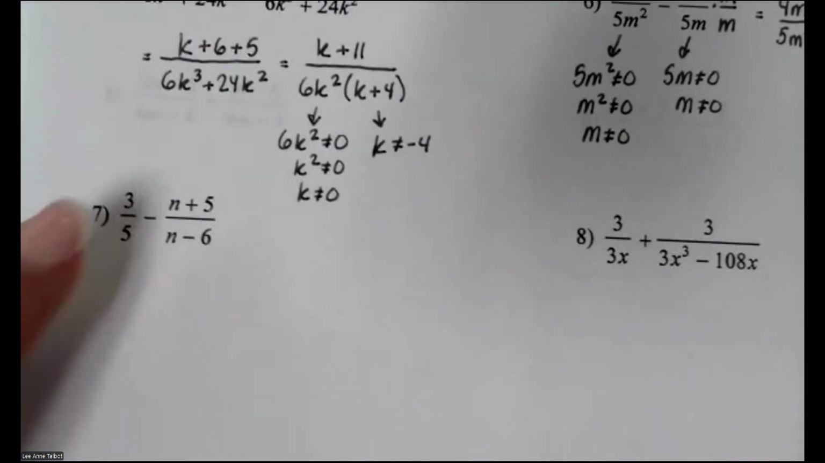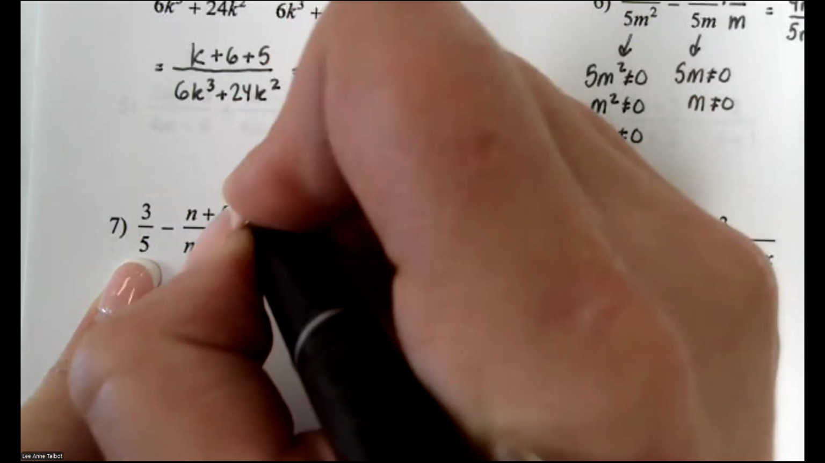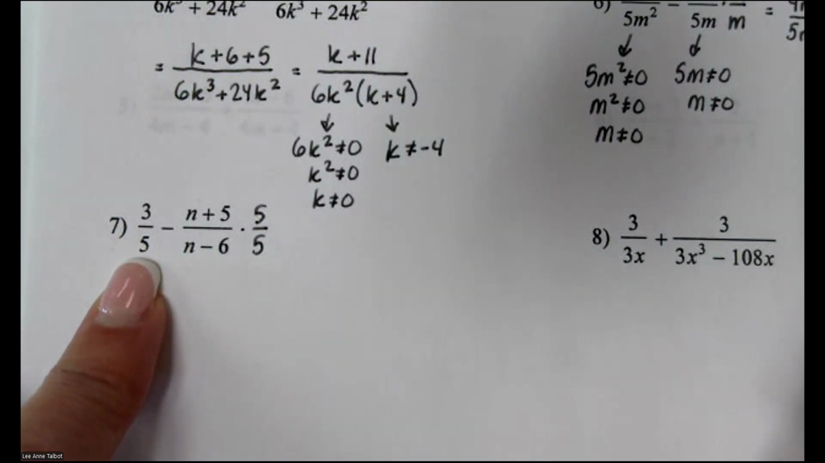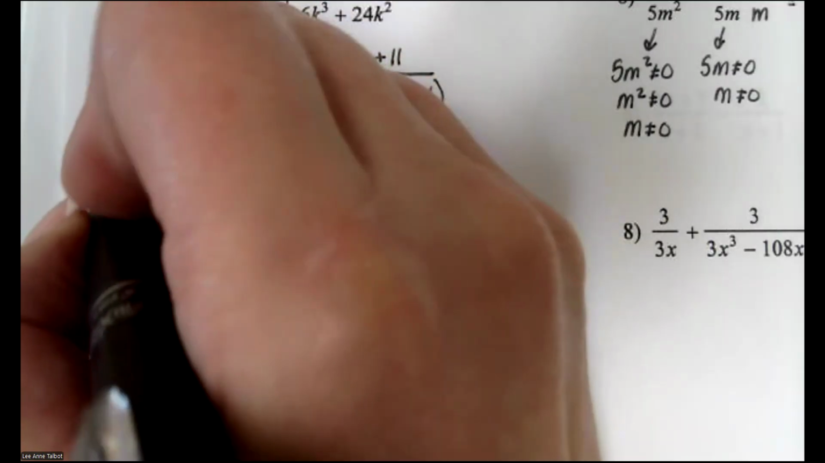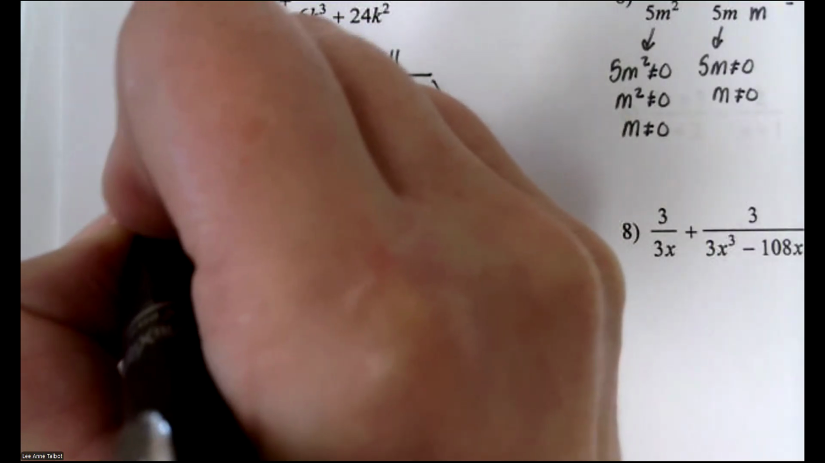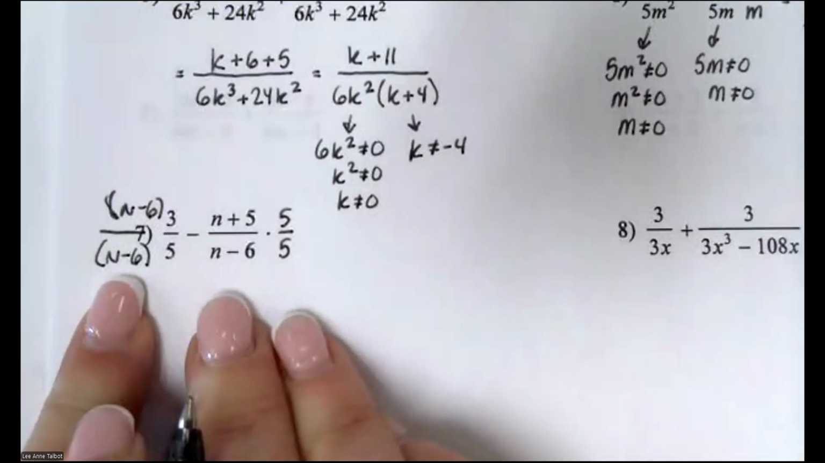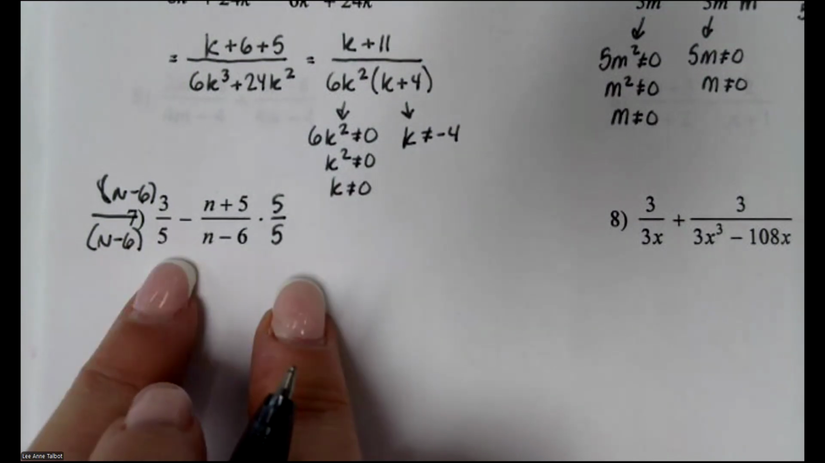Okay, number 7 is more traditional. So this side has a 5 on the bottom, so I'm going to multiply this side by 5 over 5. This side has an n minus 6 on the bottom, so I'm going to multiply this side by n minus 6 over n minus 6. This is kind of our typical type of problem.